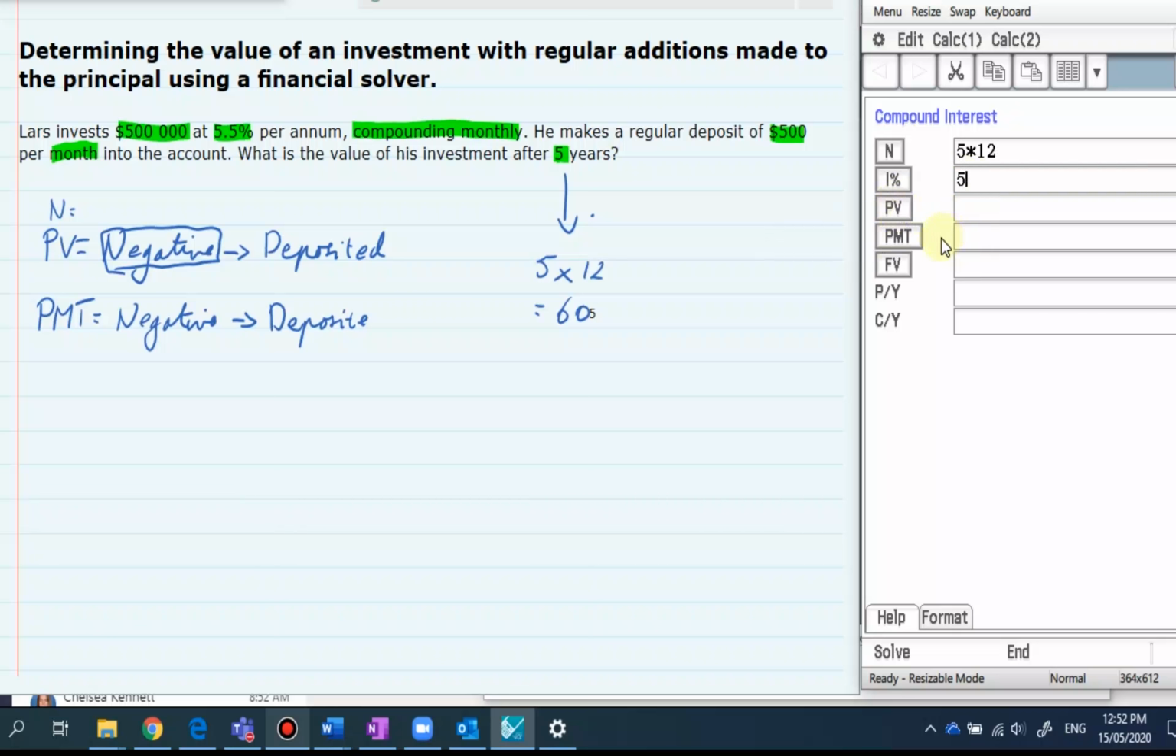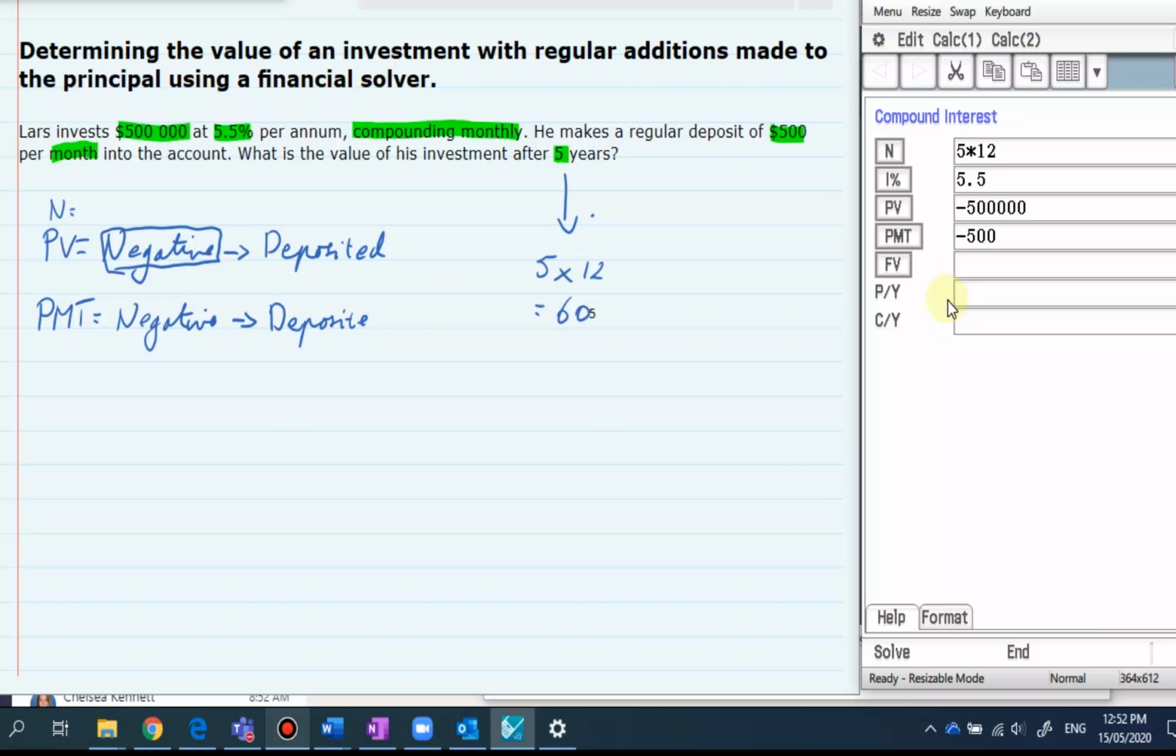Interest rate, we put it in there. We put that as the per annum rate because it's not till down here, CY, the compound periods per year, that we put in the 12 to show that that is a monthly rate. Present value, we said that it's negative 500,000, so that's what he's put into it. Payments, he's making $500 payments per month.